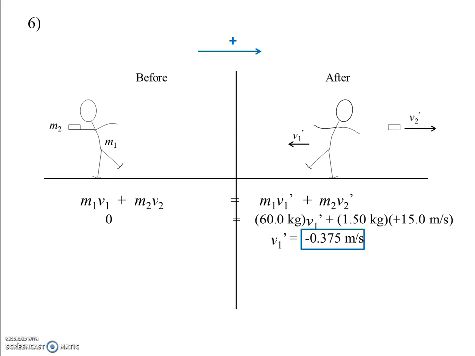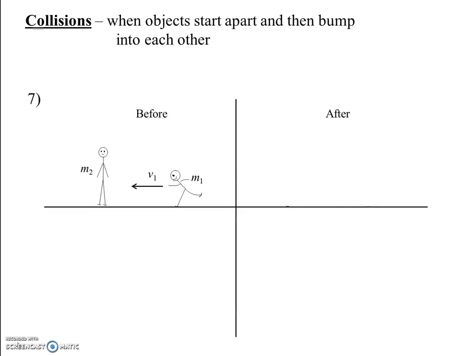We just finished problem number 6, and so in our packet we're going to turn to problem number 7, where we continue our saga on the frictionless ice rink. Now we're going to talk about some collisions.